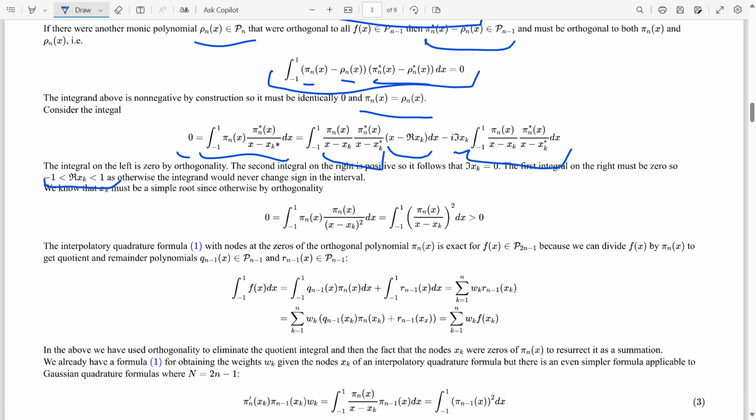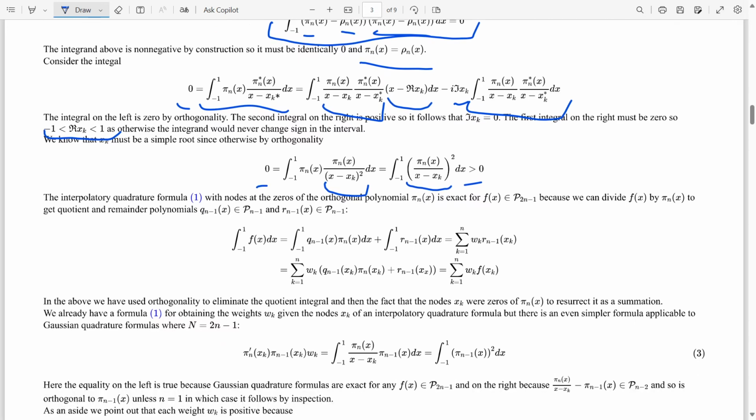Lastly, the roots have to be simple, because if a root of pi n of x were not simple, we could divide by x minus xk squared and integrate with pi n of x dx from minus 1 to 1, and it'd be 0 by orthogonality. Whereas we can see that, just rewriting it a little bit, it's in fact positive. So the orthogonal polynomial pi n of x exists, it's unique, and its roots are real and simple and lie in the interval of integration.